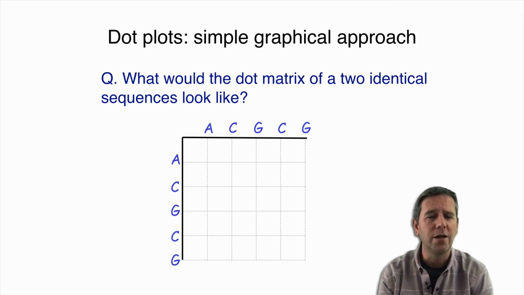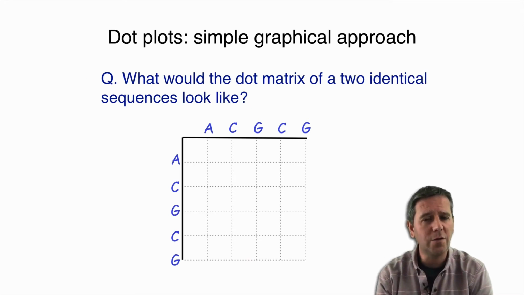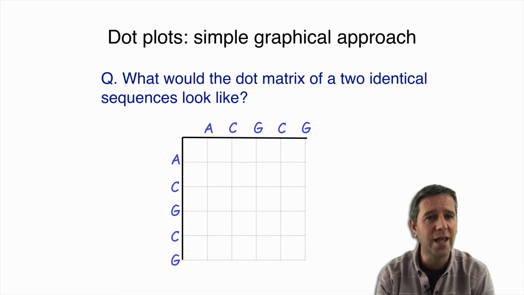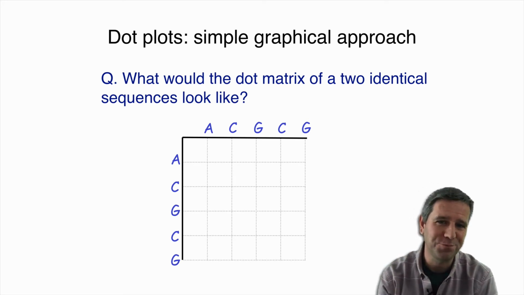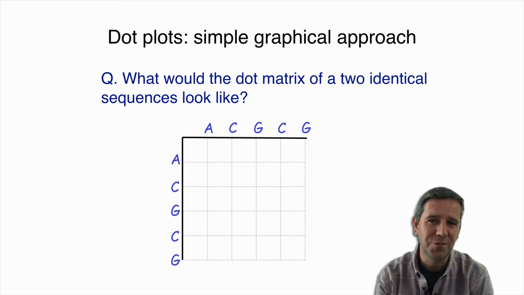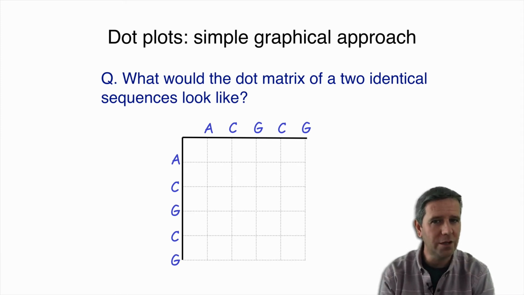Okay, question then. What would a dot matrix of two identical sequences look like? By identical sequences, I mean the sequence that we place on the two sides of our little table here, or our dot plot, are the same. See, their characters are the same. What would this look like? Well, hopefully you've had a chance to think about that.